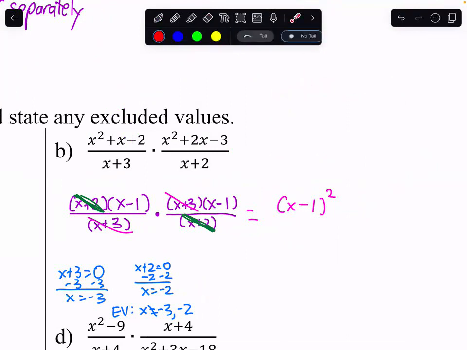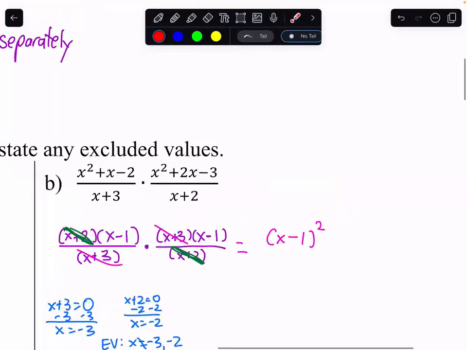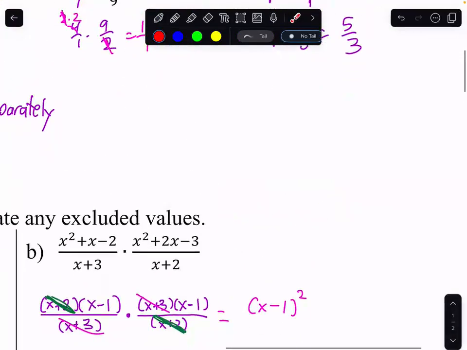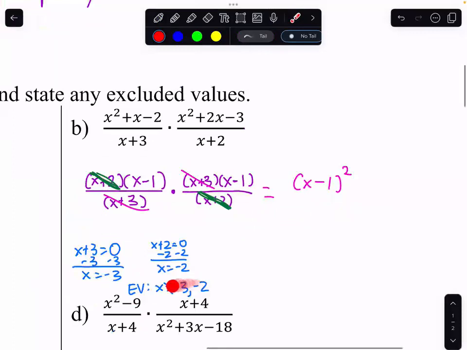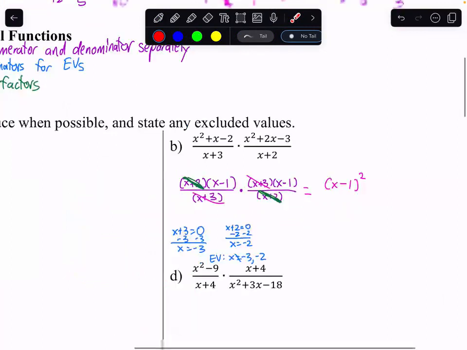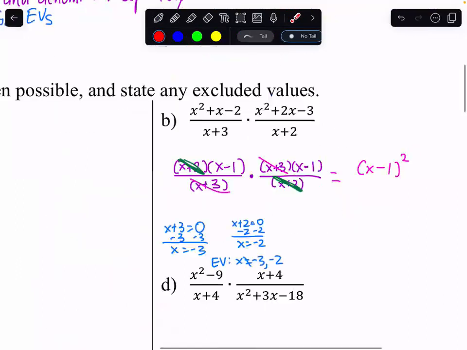But also make sure that you do the excluded values before you reduce, right? Because if you reduce first and you're left with this, you say, oh, there's no denominator, which means there's no excluded values, right? But there were. So always check for excluded values before you reduce. That's going to be a theme for the whole unit. Any questions on this first example?